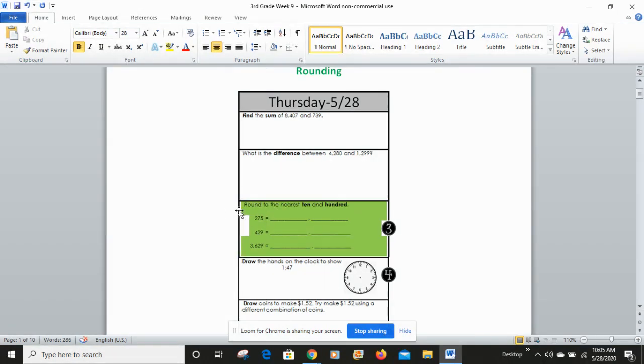We are on week 9 of distance learning, and we're going to focus today on some rounding. And here it says round to the nearest 10 and 100, and we've been practicing quite a bit of that. We need to round the number 275 to the nearest 10 and 100, 429 to the nearest 10 and 100, and 3,629 to the nearest 10 and 100.